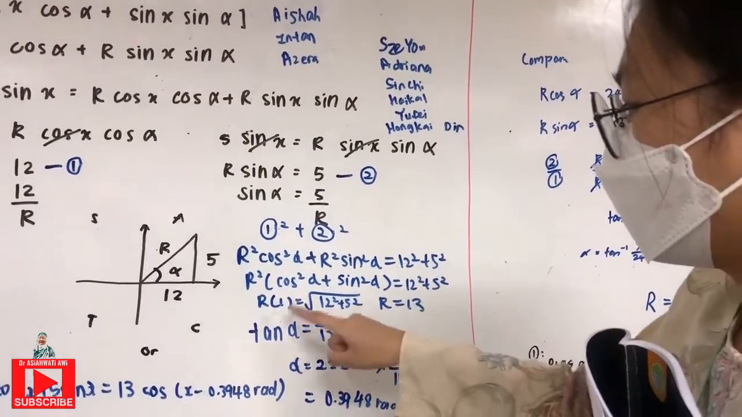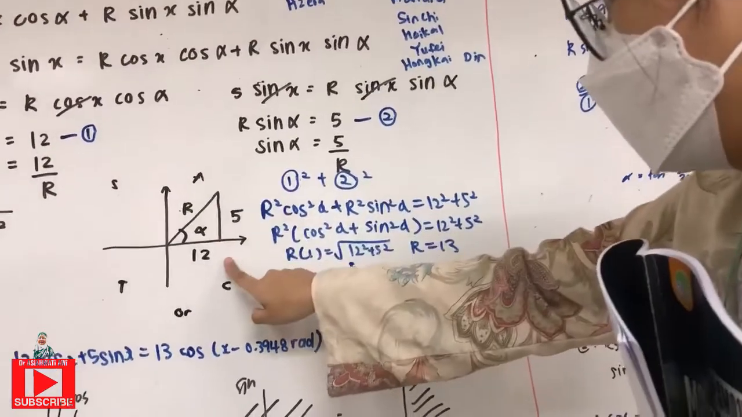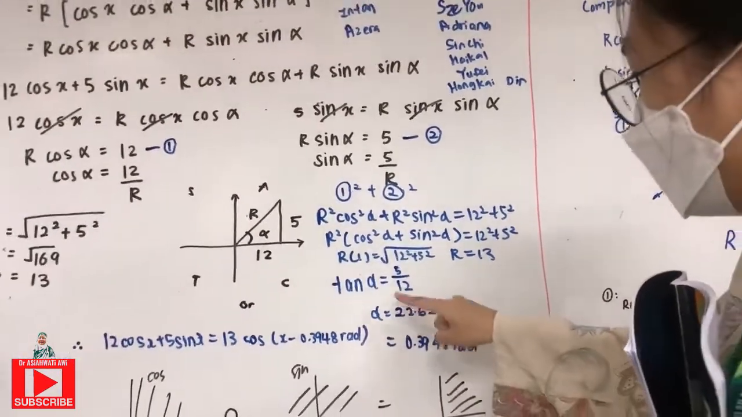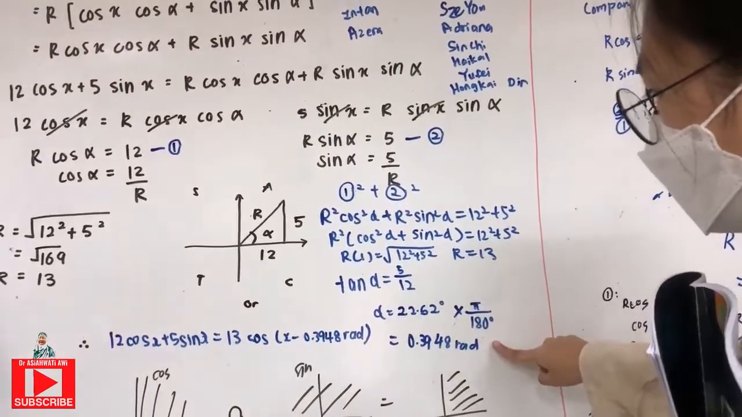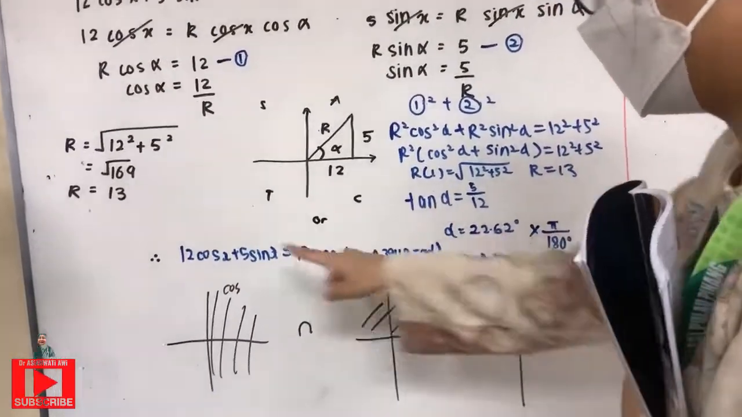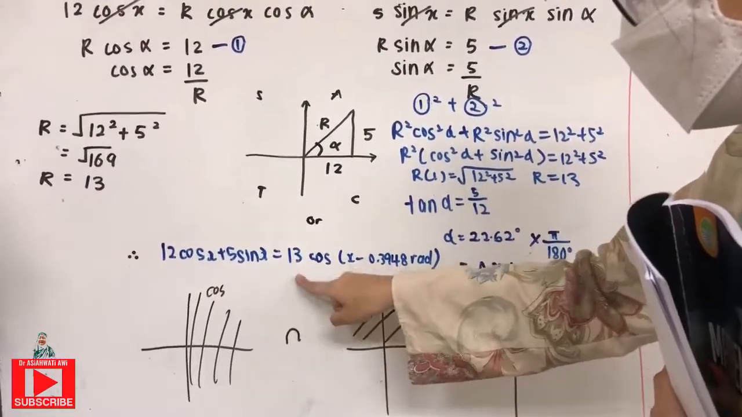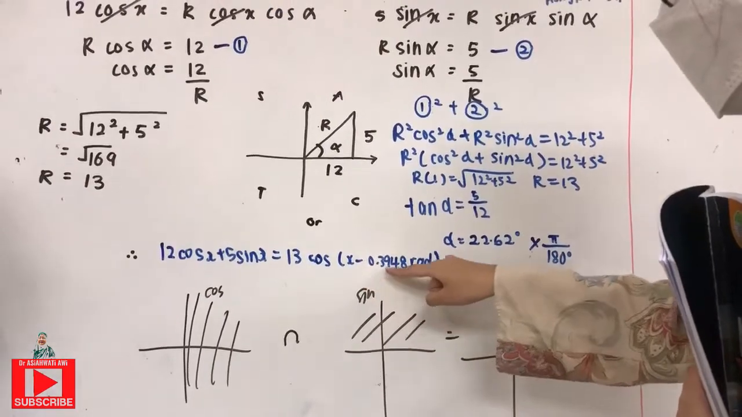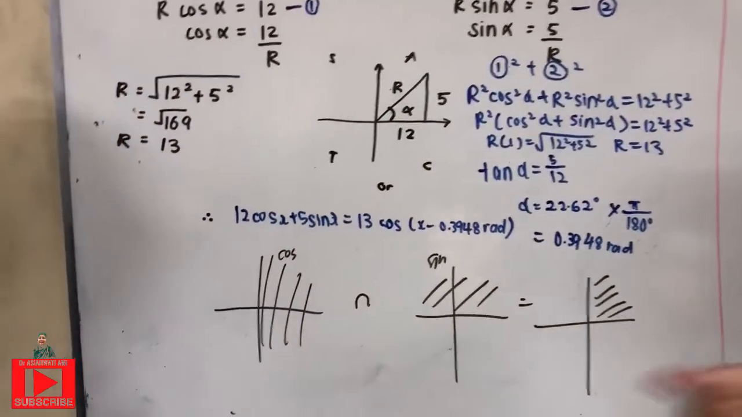So we need to find alpha now. Tangent alpha equals 5 over 12, so alpha is equal to 22.62 degrees. We convert it to radian form. Then we can substitute the value of r and alpha into this. So 12 cos x plus 5 sin x equals 13 cos(x minus 0.3948 radian). Who wants to explain that one?